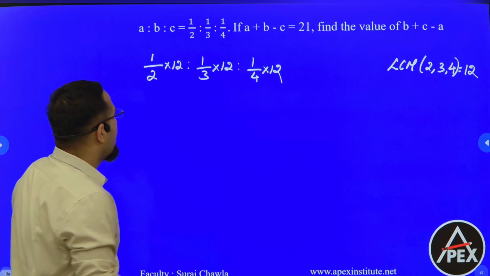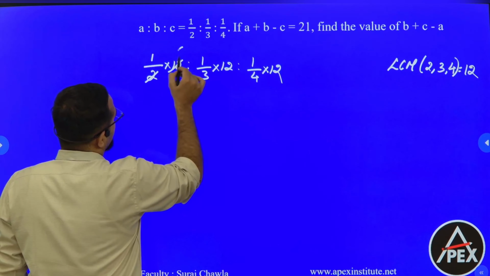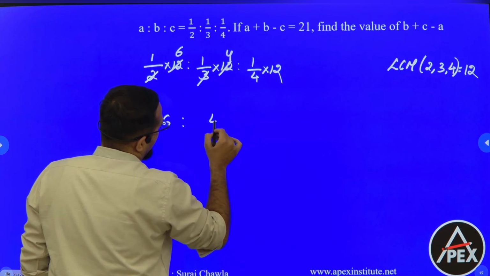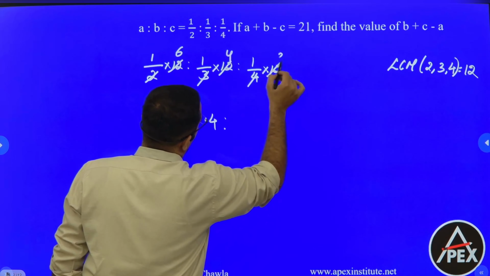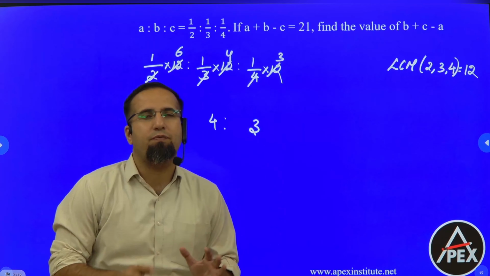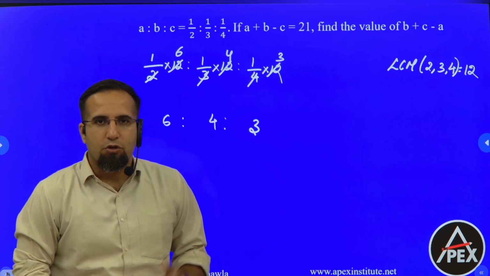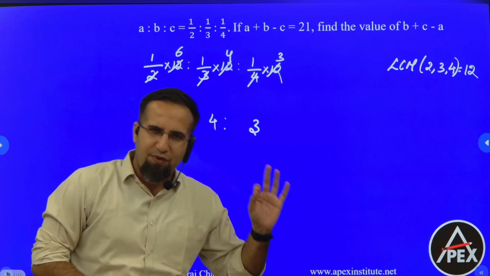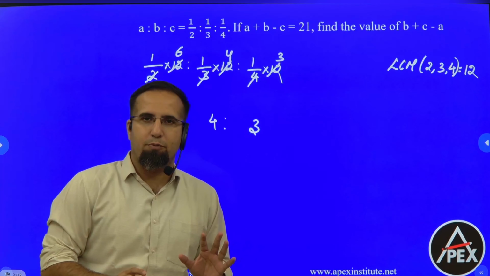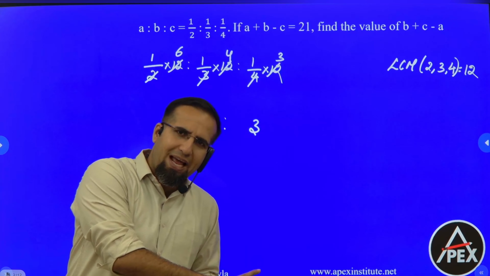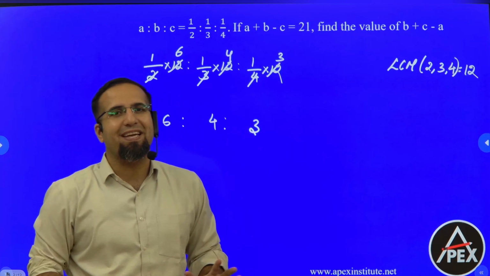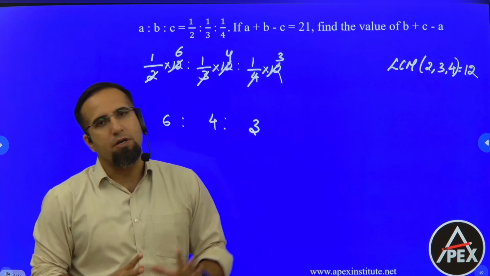Clear, guys? So therefore, what do I get from here? So 2 1s are 2, 6s. Similarly, 3 1s are 3, 4s. And this becomes 4 1s are 4, 3s. Now this becomes the simplified or the non-fractional form of the ratio. So point number 1 that we have learned is if we are given a ratio in the form of fractions, we take the LCM of denominators and we multiply each fraction with the same LCM to ensure that the fractions get eliminated and we get proper numbers.